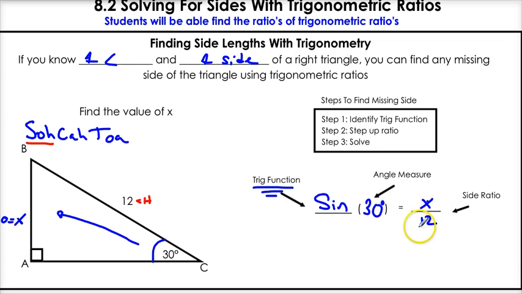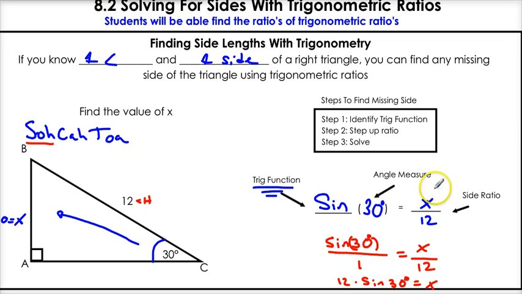Here's what you do to solve this problem. What you're going to do is rewrite it as sine of 30 over 1 is equal to x over 12. From here you're going to cross multiply. And you get 12 times the sine of 30 is equal to 1x. And I don't have to write the 1, so it's just x.